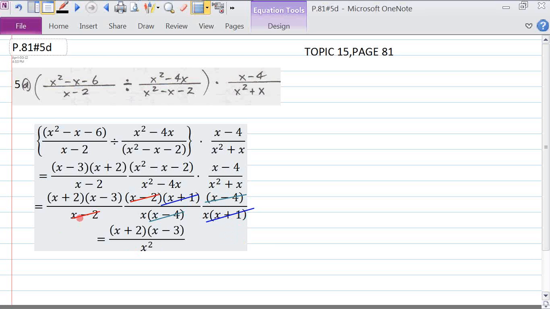So then it's a matter of cancellation. I cancel the x minus 2, I cancel the x minus 4, and I cancel the x plus 1. So what am I left with? x plus 2 right here, x minus 3 right here, and I've got an x here and an x here, which becomes x squared.